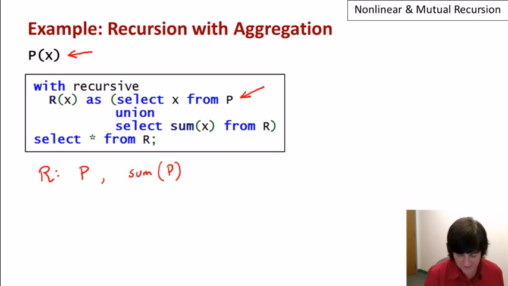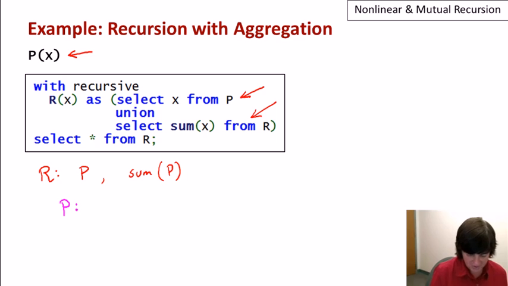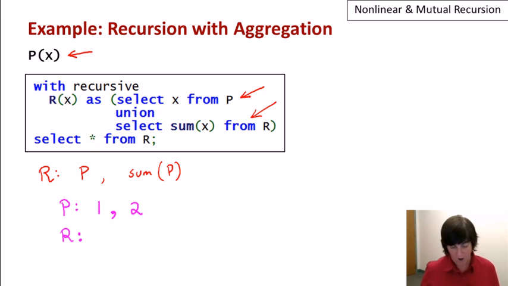We have our base case, which is that the tuples in P are also in R, and then we do our union of the recursive part, which says, and also in R, I want to have the sum of the tuples in R. So let's say that P starts out with 2 tuples, the values 1 and 2. So what does the query compute for R? Well, certainly 1 and 2 are in R based on the first part here.